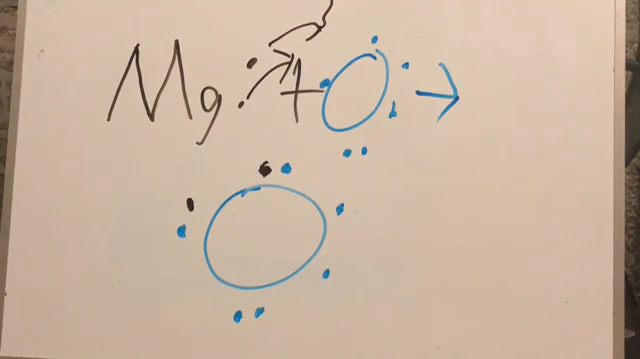Therefore, that is how ionic bonding works. But there's the diagram that I drew. All right, so next we're talking about covalent bonding.